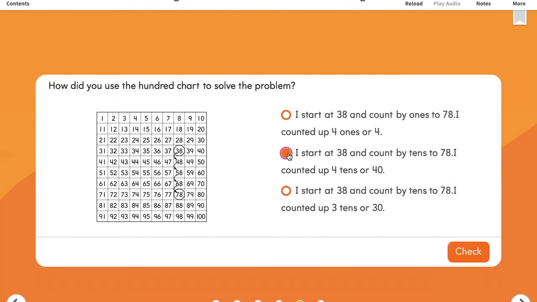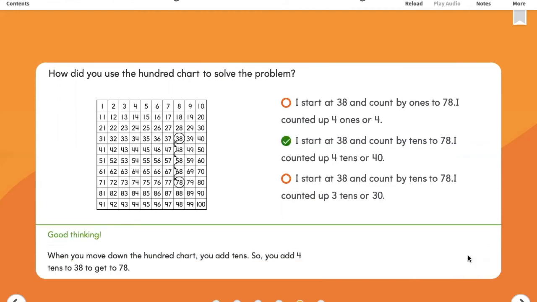So I start at 38 and count by tens to 78. I counted up 4 tens or 40. This statement explains that when you move down the 100 chart, you add tens. So you add 4 tens to 38 to get to 78. So in your workbook, you will write, I start at 38 and count by tens to 78. I counted up 4 tens or 40.